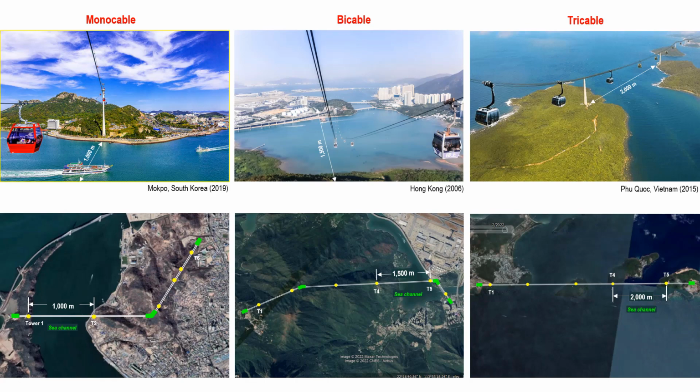These 3 examples are actual installations of tower-to-tower distances to overcome a sea channel. The tower-to-tower distance of this monocable in South Korea is 1 kilometer. The tower-to-tower distance of this bi-cable in Hong Kong is 1.5 kilometers. The tower-to-tower distance of this tri-cable in Vietnam is 2 kilometers.